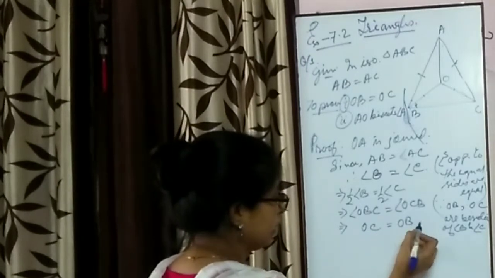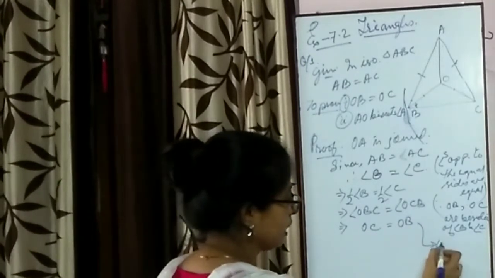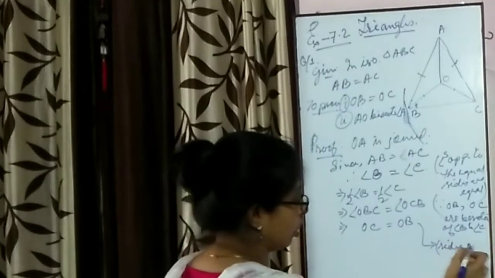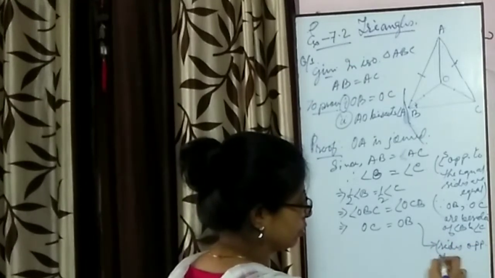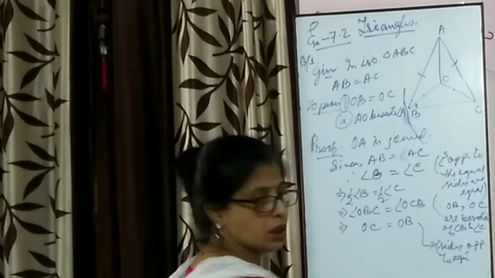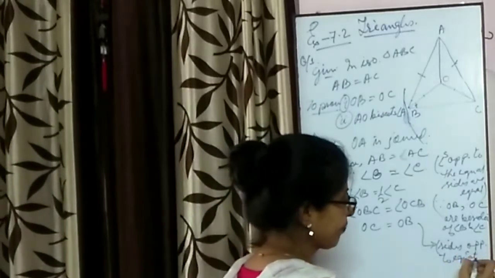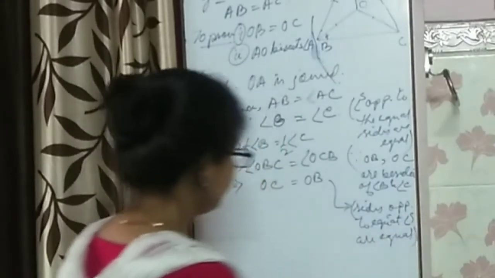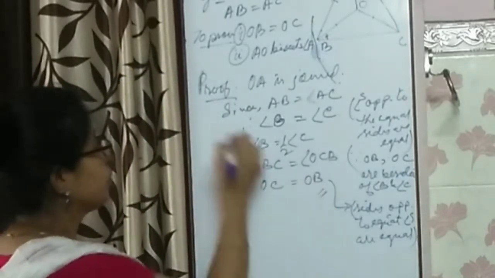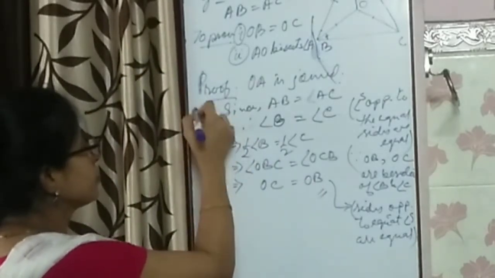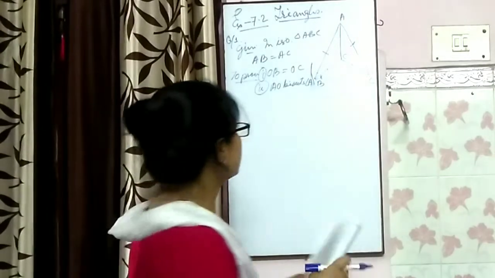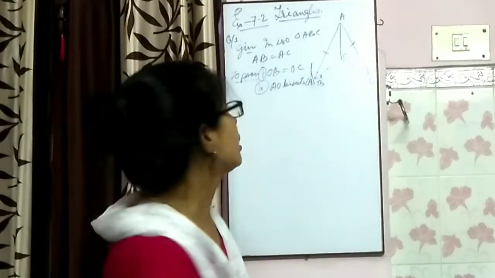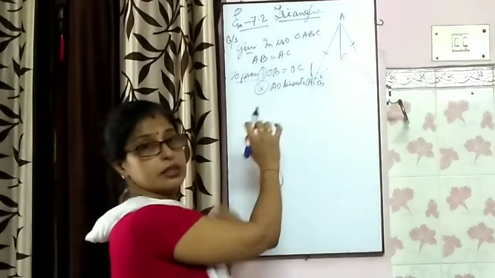So here you have to write, sides opposite to equal angles are equal. It is number 1 proof. Now it's the second part.